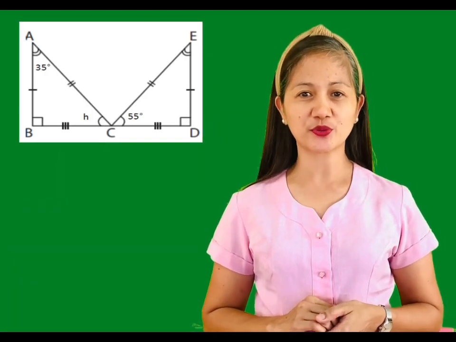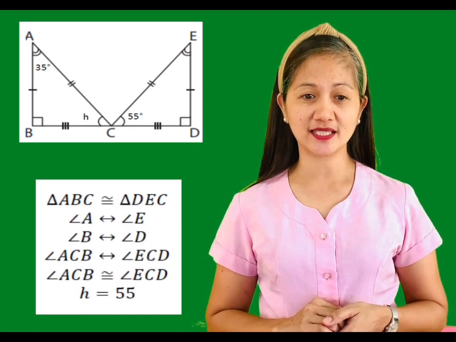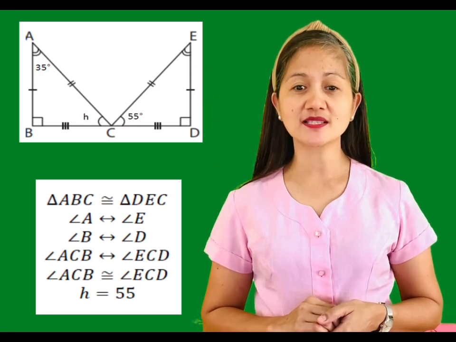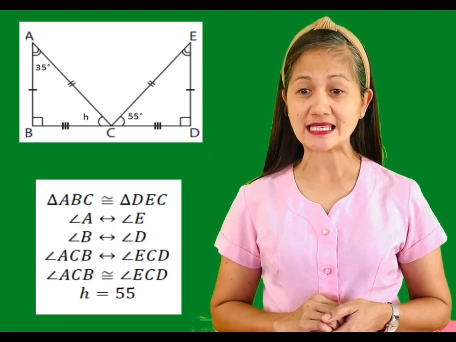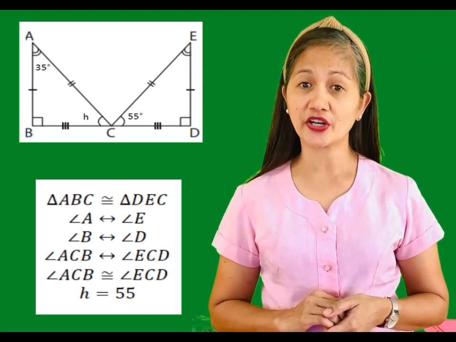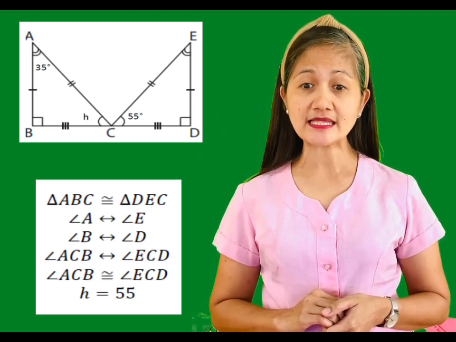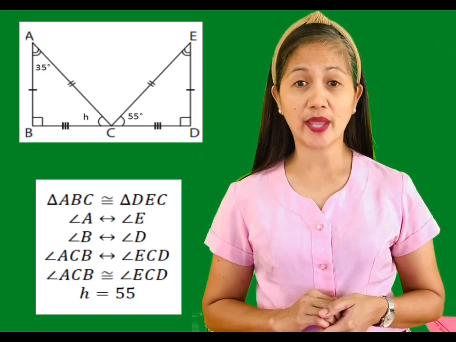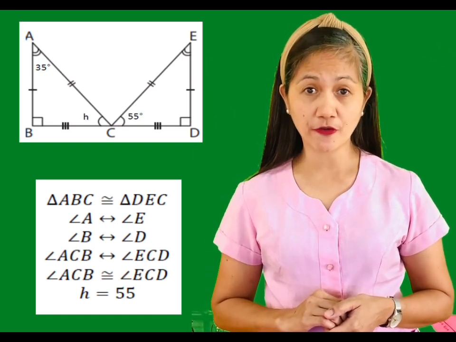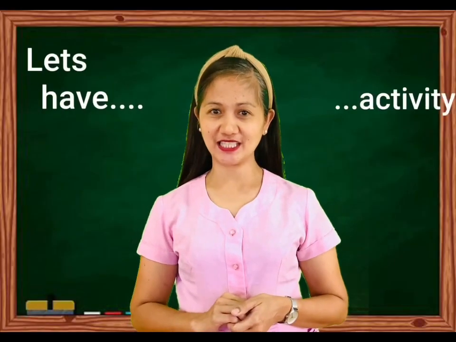Another example, triangle ABC is congruent to triangle DEC. In the figure, angle A corresponds to angle E, and angle B corresponds to angle D. Angle ACB corresponds to angle ECB, and these angles are congruent. From the given figure, since angle ECD measures 55 degrees and it is congruent to angle ACB, therefore, it is equal to 55 degrees. Let's have an activity.